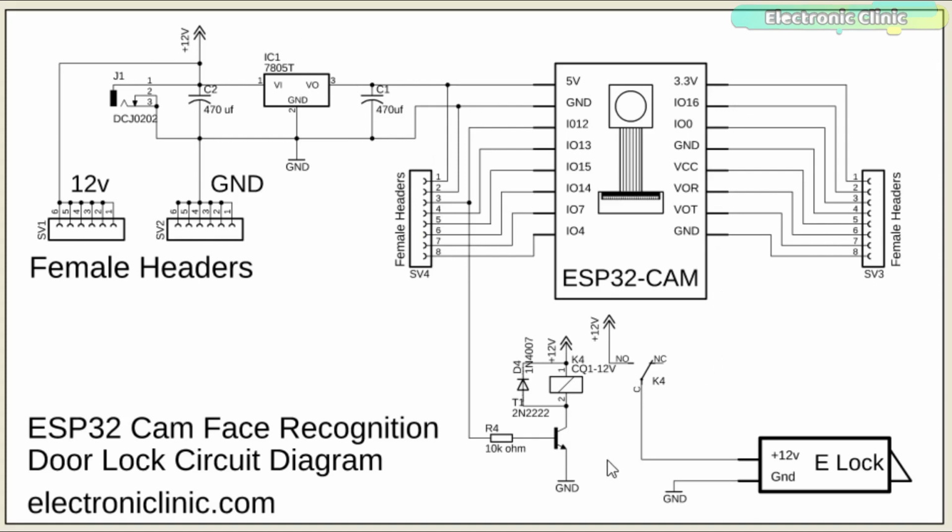This time, I added a 1-channel relay module which is used to control the electronic lock. The 1-channel relay module is controlled using the I/O pin 12 of the ESP32 camera module. The onboard white LED is connected with the I/O4.